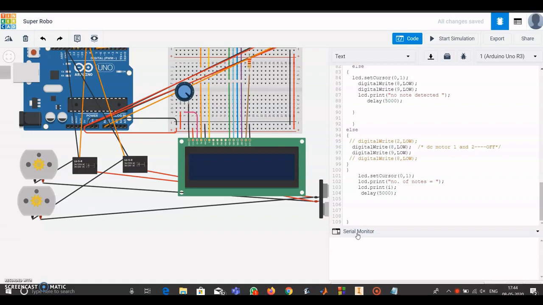IR sensor, which is connected to the 5 volt pin, ground, and one input pin to 7. Color sensor detects the color of nodes according to the given frequency range. As the color sensor is not present in Tinkercad, we use virtual inputs. Arduino stores and performs the code.